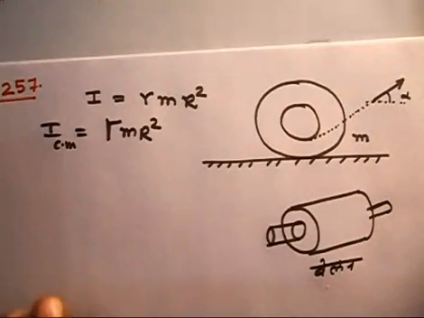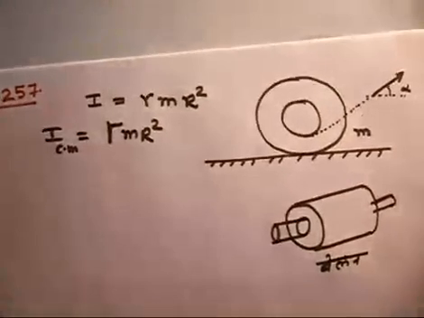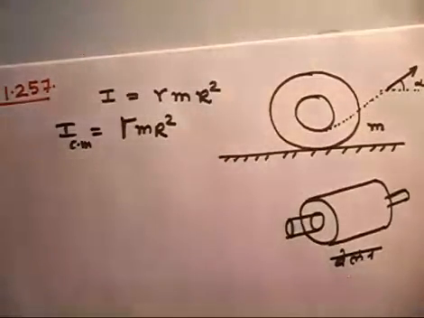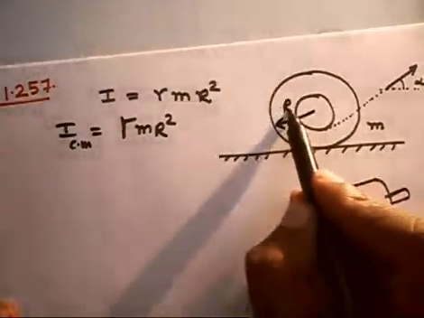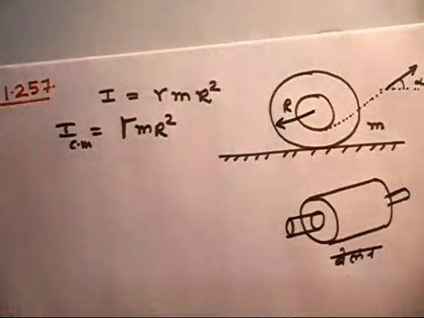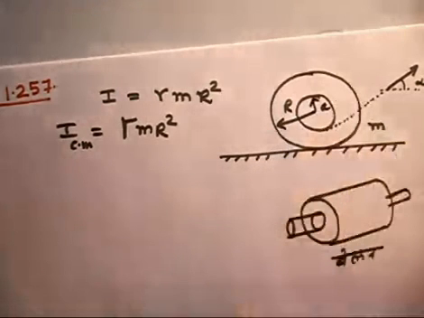Now the question says its moment of inertia relative to its own axis is I is equal to gamma m R square, where gamma is a numerical factor. Sometimes this is also called radius of gyration. R is the outside radius of the spool. So this radius is R. And the inside radius is a small r. Let us call this a small a, so that I don't have any confusion. So the inside radius is a small a.